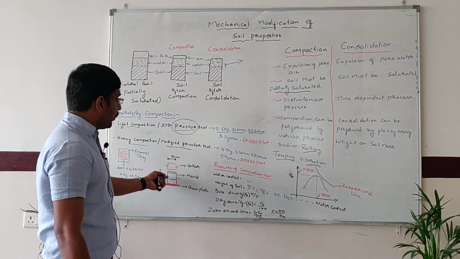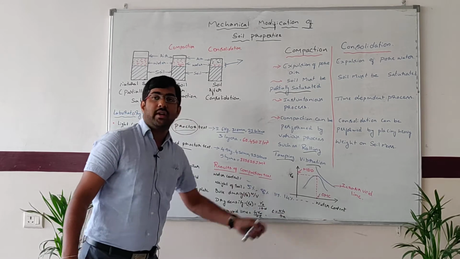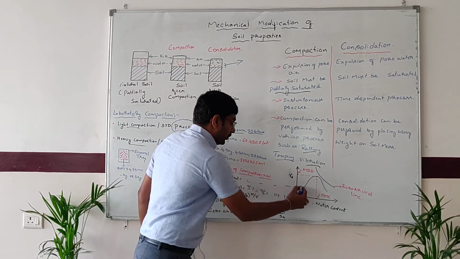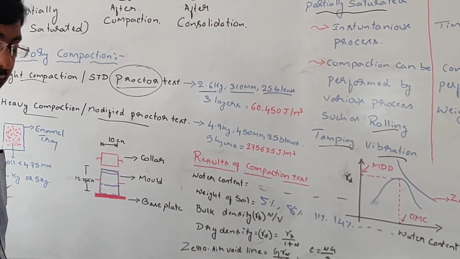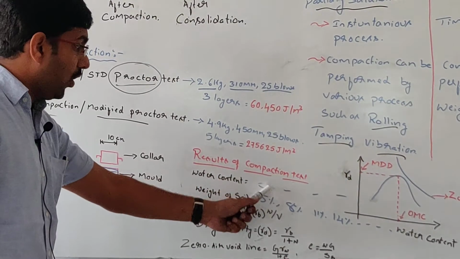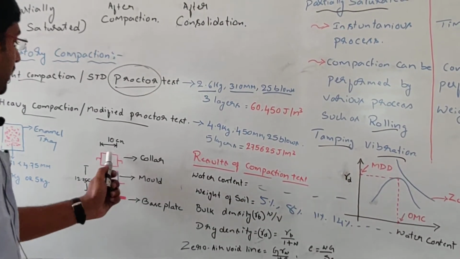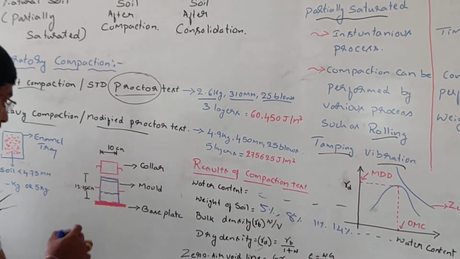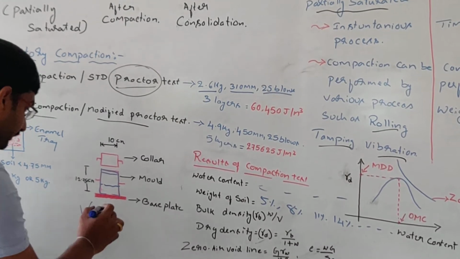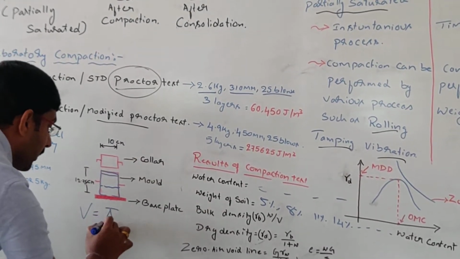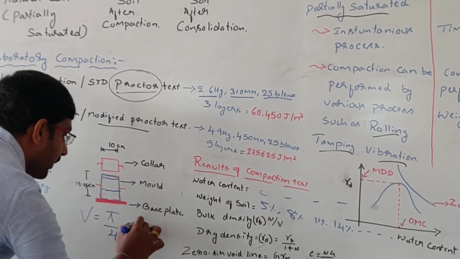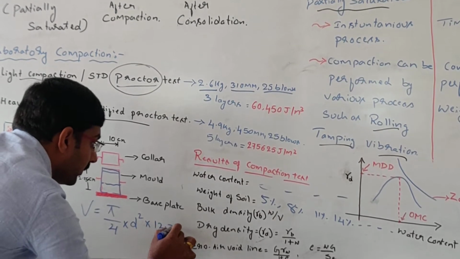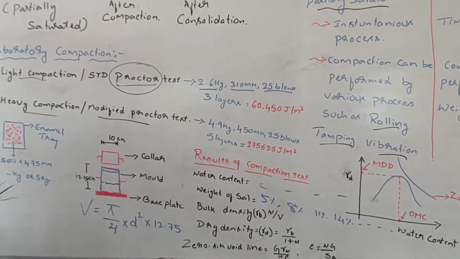Repeat the same process by adding different percentages of water content. Once you complete the process with the various water contents, tabulate the readings. Once you have all the values of weight, calculate the volume of the mold by measuring its diameter and height. Since it is a cylindrical mold, the volume is pi by 4 into d square multiplied by height. So we get the volume.